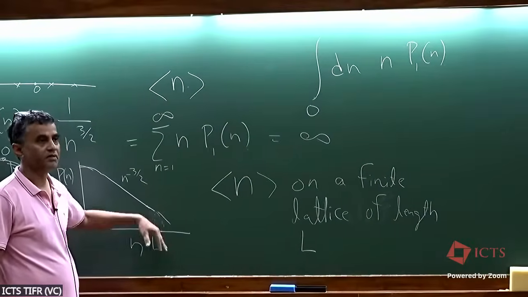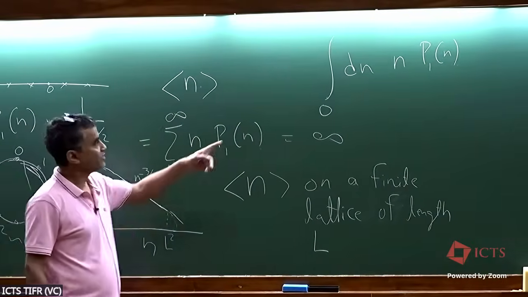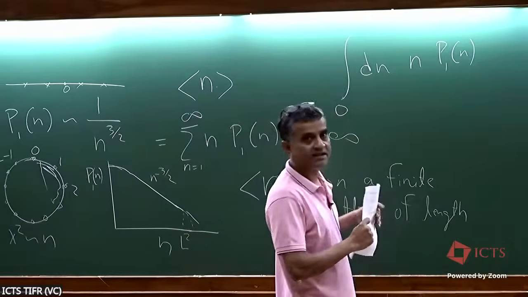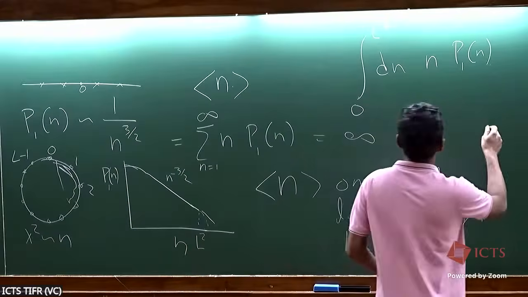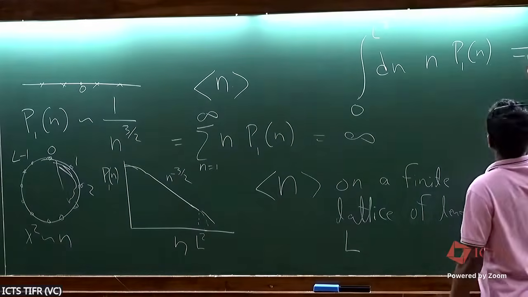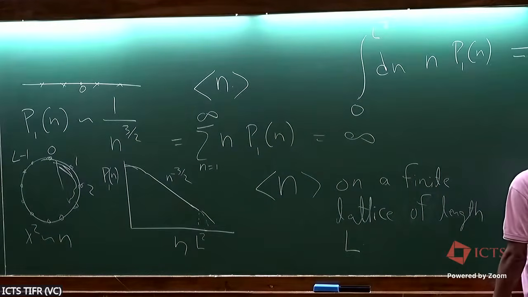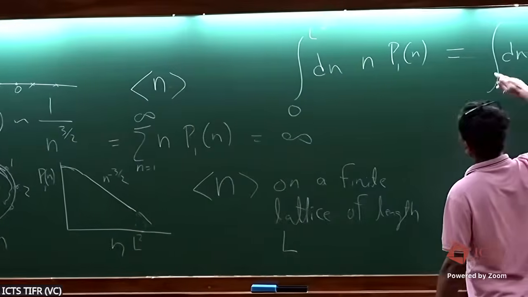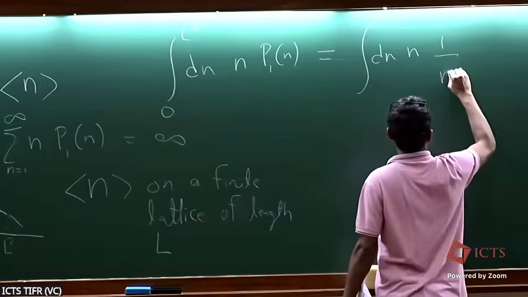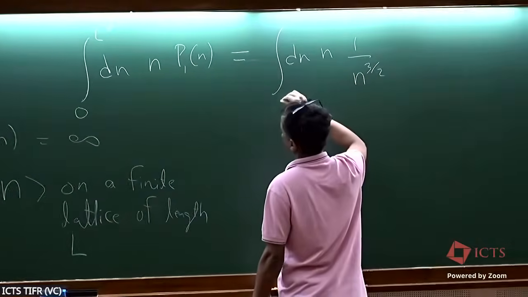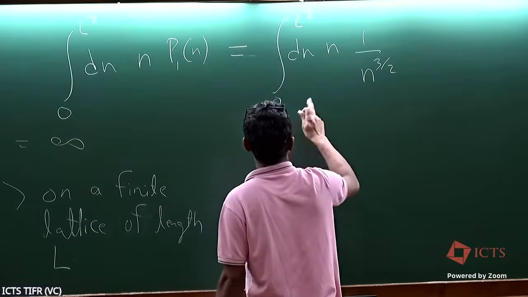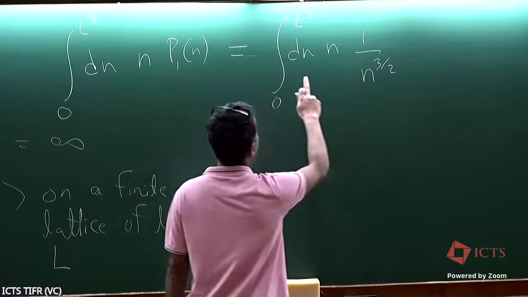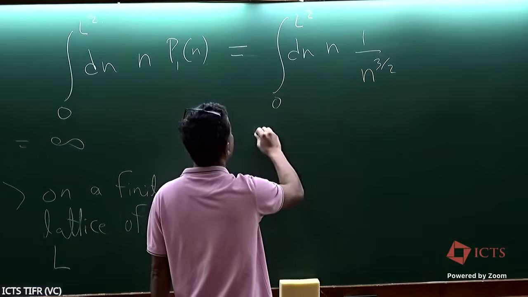so after L square it decays much faster. Okay, so there will be some exponential decay. So we can put a cutoff at L square, right? So now if we work this out, so this is dn n, and at large n, this has the form 1 by n to the power 3 by 2. Okay, so this now you can just do scaling, and you'll get what?